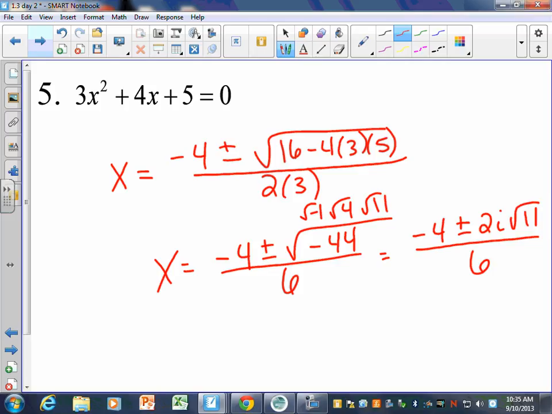And then you've got to watch this step here. 6, 4, and 2. Do they all share a common factor? So I can divide everything. You're never allowed to just divide this and this, or just this and this. But if they're all divisible by a number, I can go through and divide everything by 2, and my answer would be negative 2 plus or minus, you can put a 1 there if you want, but I'm just going to put i radical 11 all over 3.